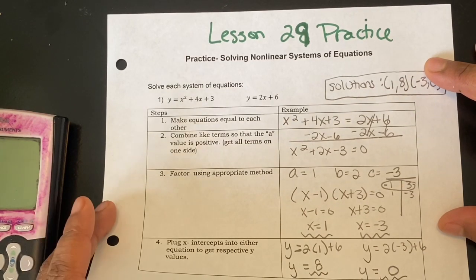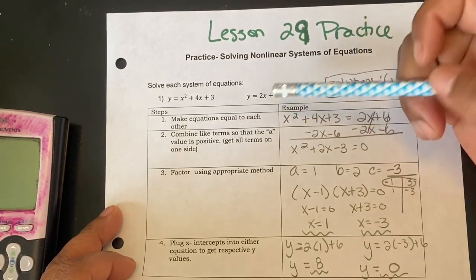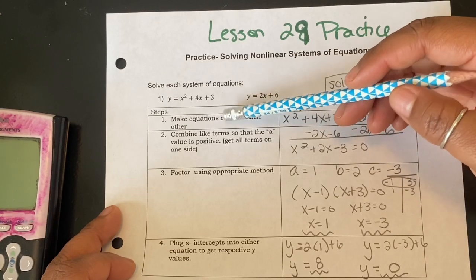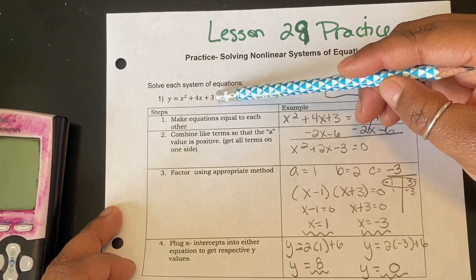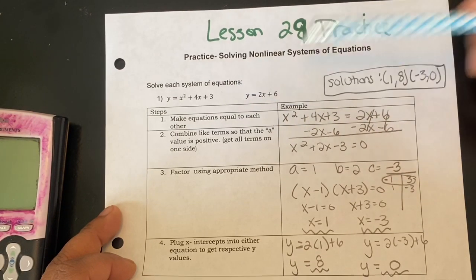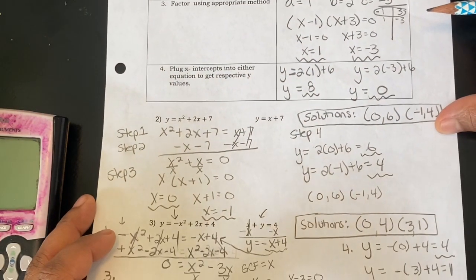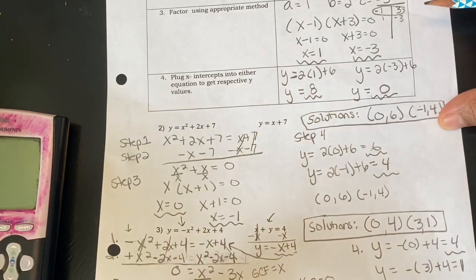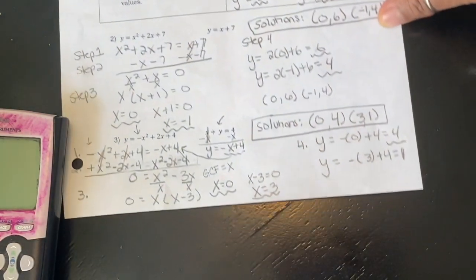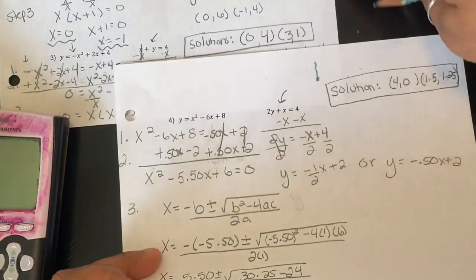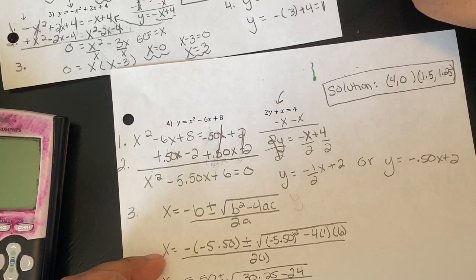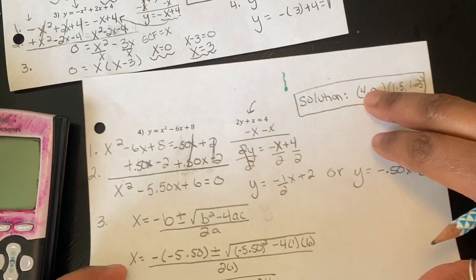So it says solve each system of equations. So remember, we're dealing with nonlinear systems of equations. So we have one equation that is a quadratic equation and one equation that is linear. Okay, so let's look at number 4.